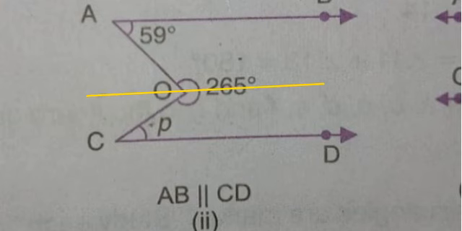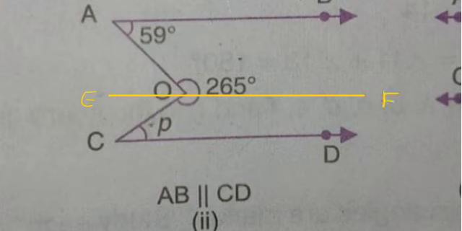Now the other line which we've drawn is a straight line like this. Let's name it EF. Now we can see that angle P will be equal to, first of all, angle AOE. We already know angle AOE over here. So now angle P will be equal to how much?